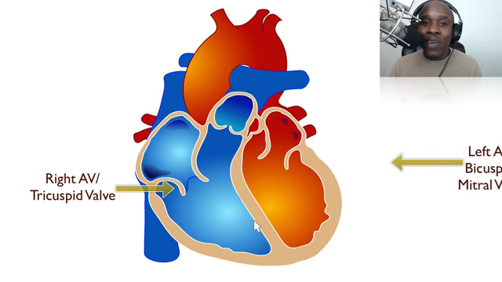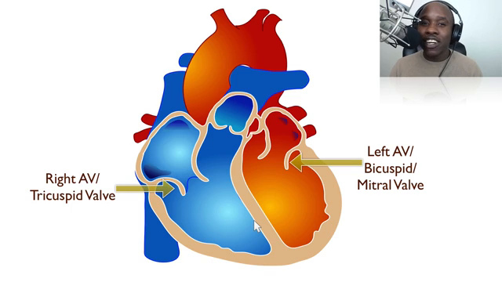Then on the left side, we have our left atrioventricular valve, and this one has more names. Okay, so we have left atrioventricular valve, we have bicuspid valve, and you should probably know what that means. It has those 2 flaps instead of 3. So that's the bicuspid valve or the mitral valve. All right, so those are the 3 names for this valve on the left, between the left atrium and the left ventricle.